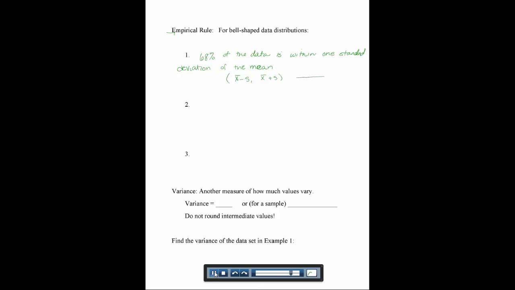So a bell-shaped distribution, remember, looks like our nice normal curve. The mean is always in the middle. And we're saying if we subtract 1 standard deviation from that and we add 1, within that part, we get 68% of the data. Okay. Now the second part says that 95% of the data is within 2 standard deviations of the mean.